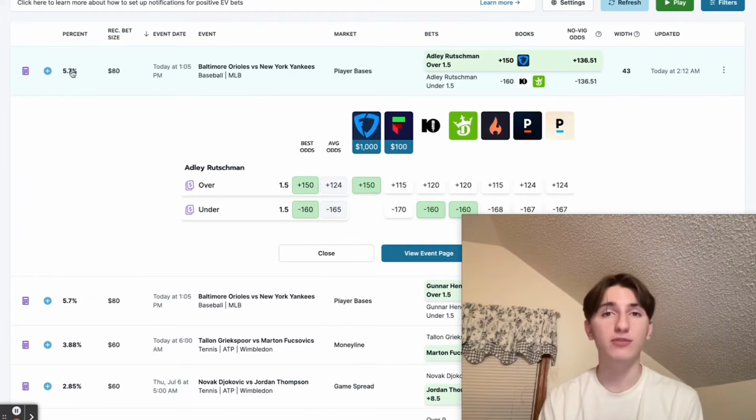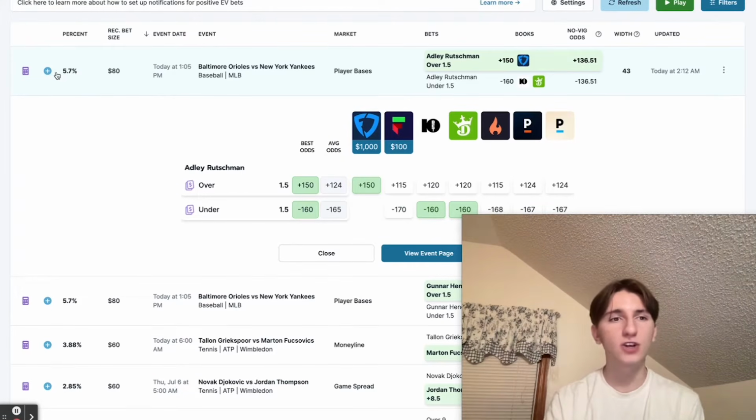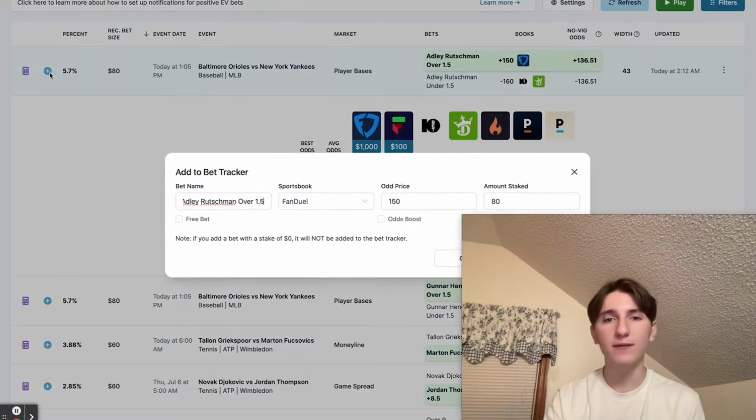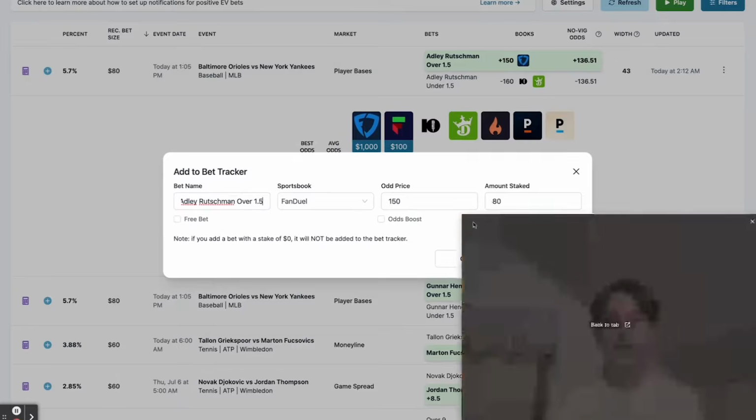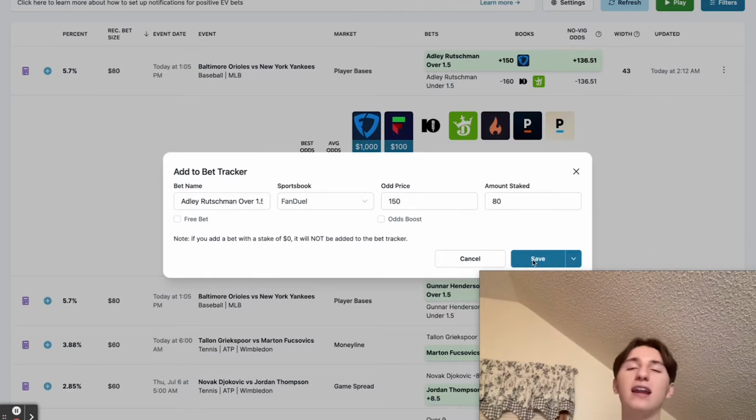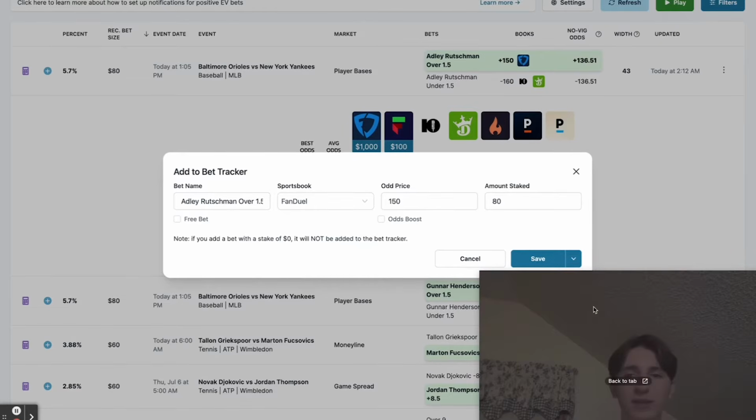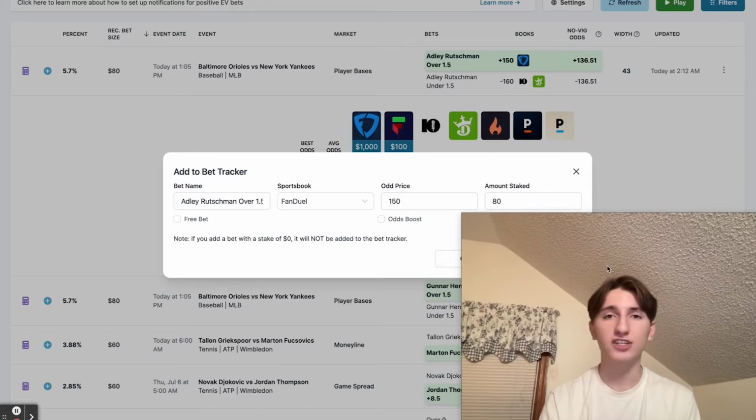OddsJam even tells you how much money to risk on it, and now you want to keep track of whether it wins or loses. So you go over here to this plus button, you say how much money you risk, and then you go say save, and OddsJam will keep track of the bet for you to see whether it wins or loses, keep track of your profits and losses, all over in the bet tracker, which we'll get to a little bit later. But that's the general gist of the positive EV tool.